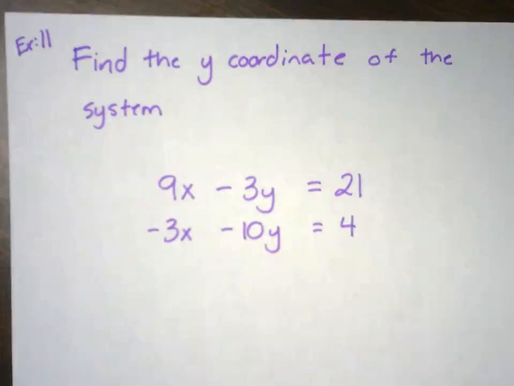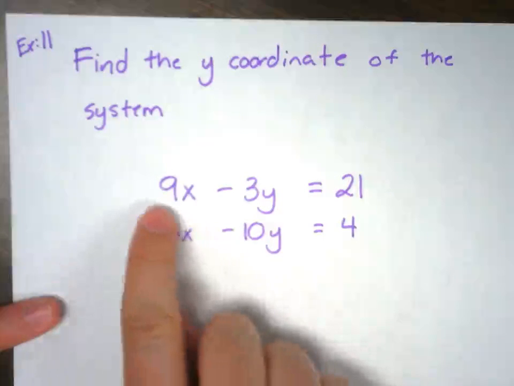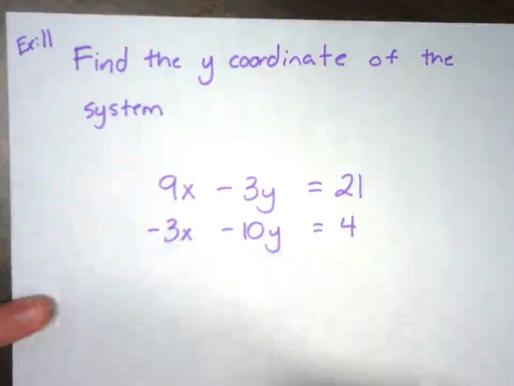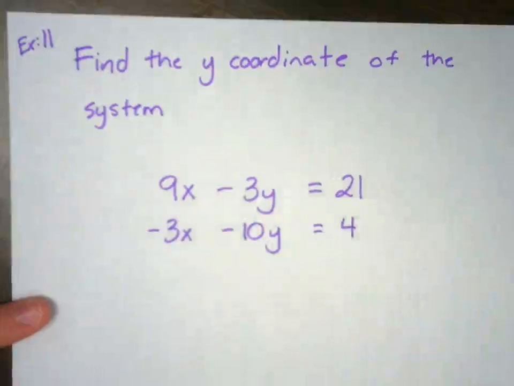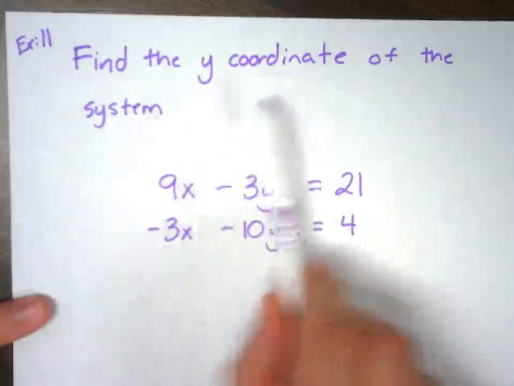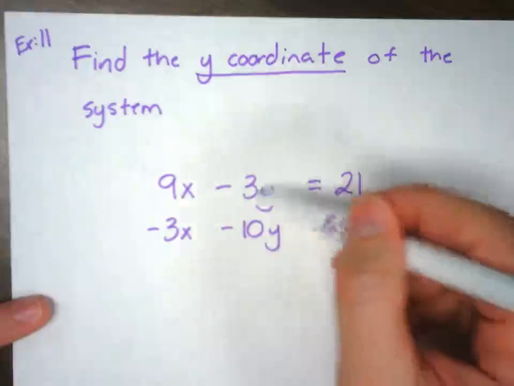So number 11, I want you to get used to what the question's asking for. It says, find the y-coordinate of the system. Notice, we've talked about systems today actually in class, and this is a system, an equation and an equation. And you have to essentially solve for both x and y. Well, in this case, it only wants you to solve for the y-coordinate. It tells you, find the y-coordinate. So we need to solve for y.